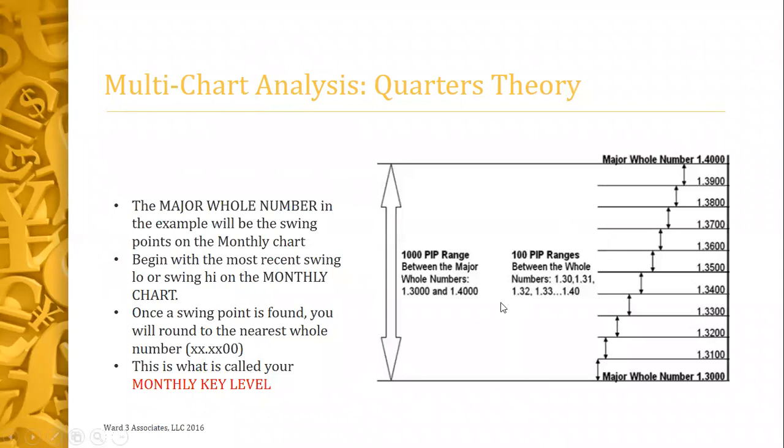So what you want to do with this, let's say you're in an uptrend, right? If you're in an uptrend, you're going to find the most recent swing low, and you're going to look at the price over here, and you're going to just round it. Once you place your horizontal line, you're going to round it to the nearest whole number. From that whole number, you're going to add 10 cents above it and subtract 10 cents. And that's going to give you these zones, these 1,000 pip ranges.